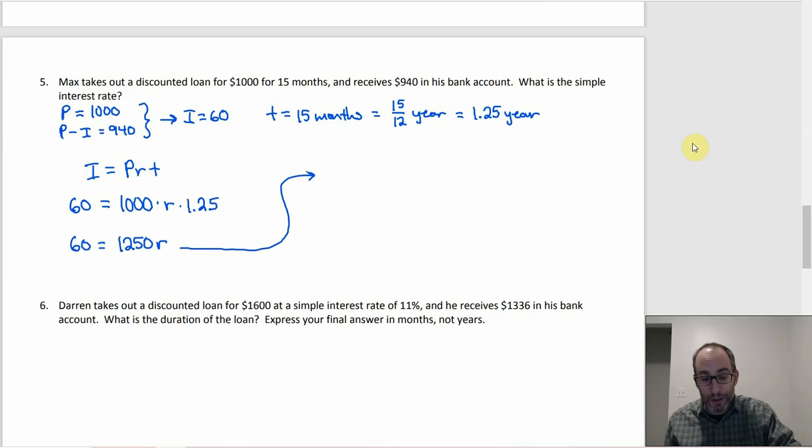So let's see. Then we're going to divide both sides by 1,250. So 60 over 1,250 equals 1,250 R over 1,250. So we're going to get the R on the right side. And then on the left, when you divide that, you get 0.048. So then what that means is that R, if you write it as a percent, would be 4.8%.